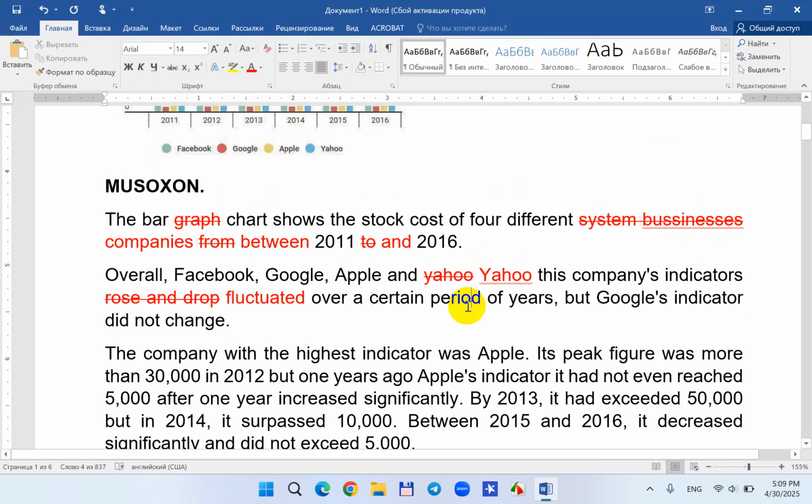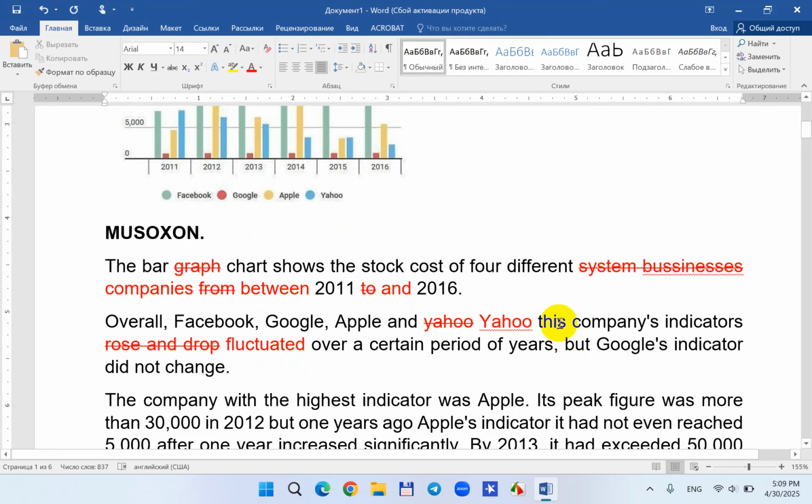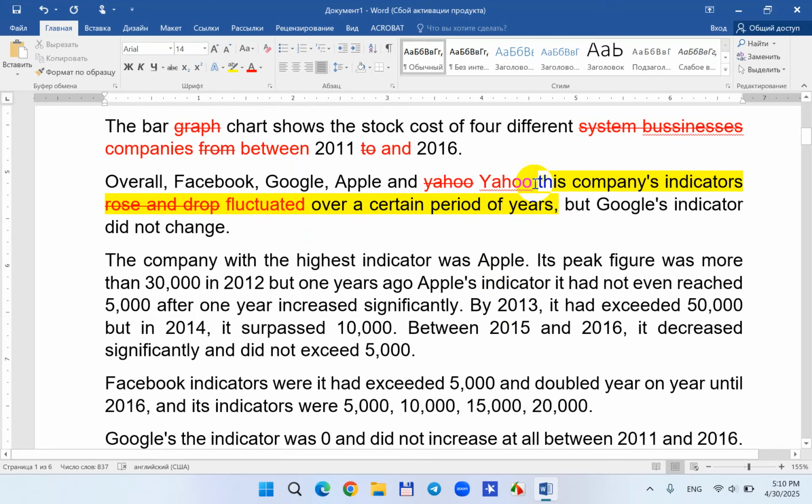"Over a certain period of years, but Google's indicator did not change." Yeah, this one is correct, but you are not clear about your opinion at this part. That's why I'm gonna mark it as a very big mistake. Even this portion grammar is not okay. You are just saying this. Pay attention to subject verb.